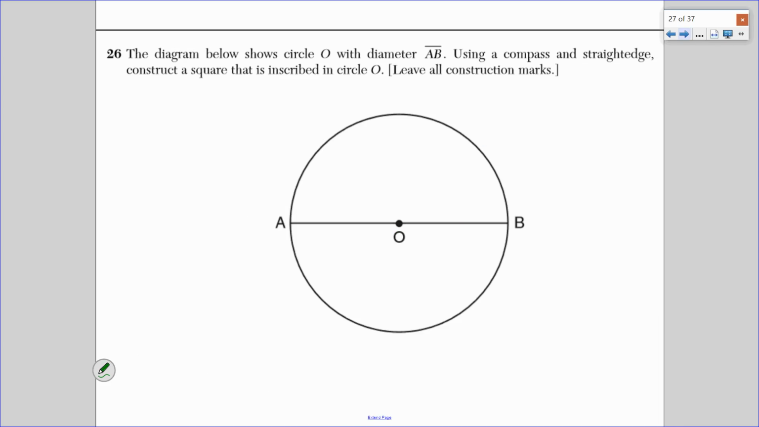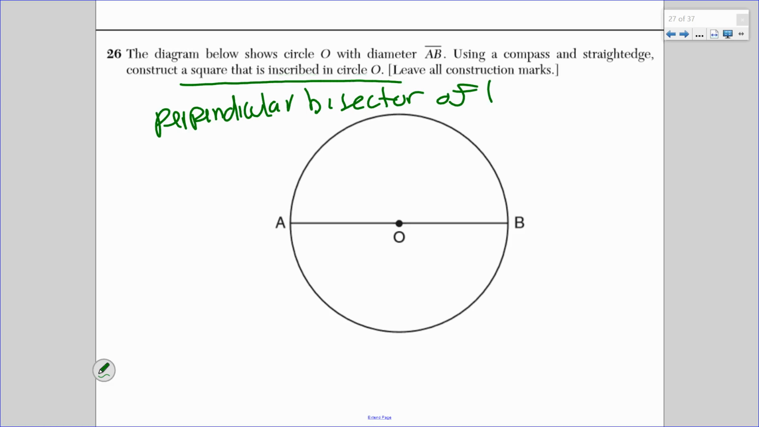I am not going to do the construction because I don't have the tools to do the construction for you here. I will tell you that to do a square inscribed in a circle, you are going to draw the perpendicular bisector of the diameter. Want more than that, then go look it up. You're on YouTube already.